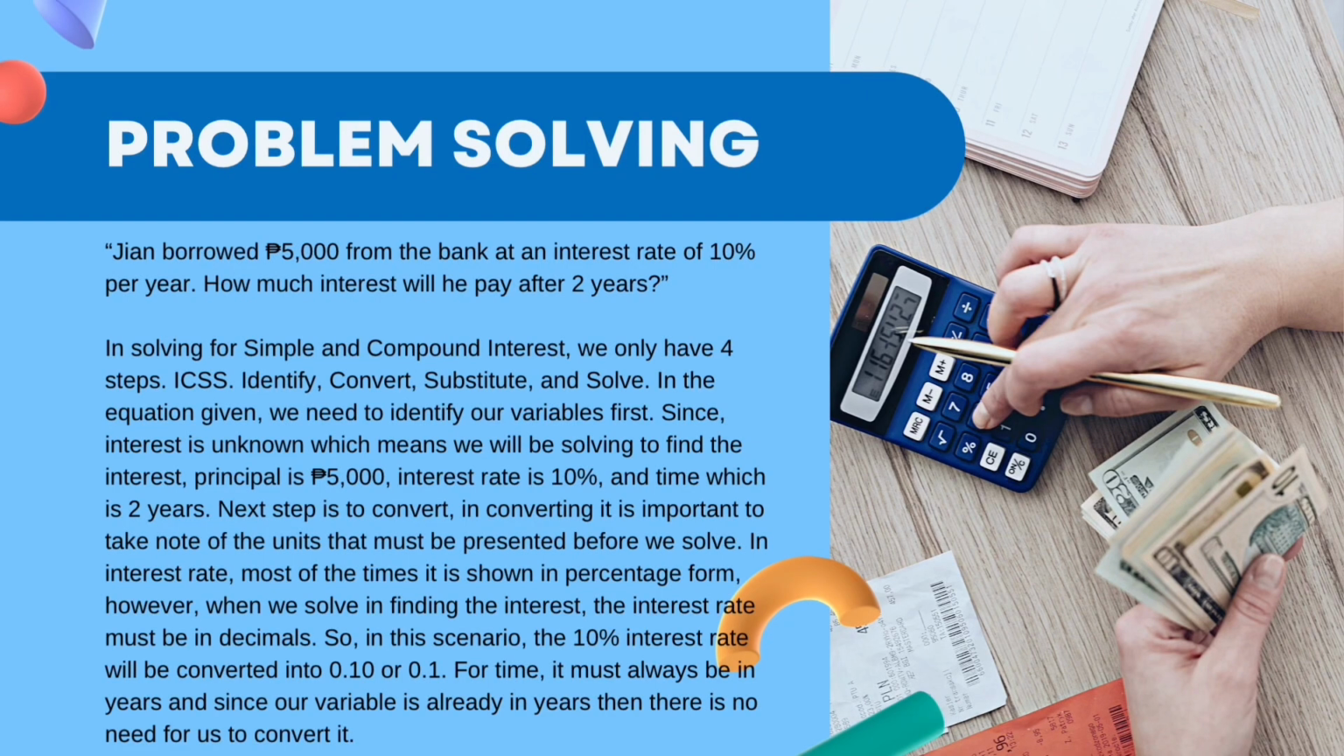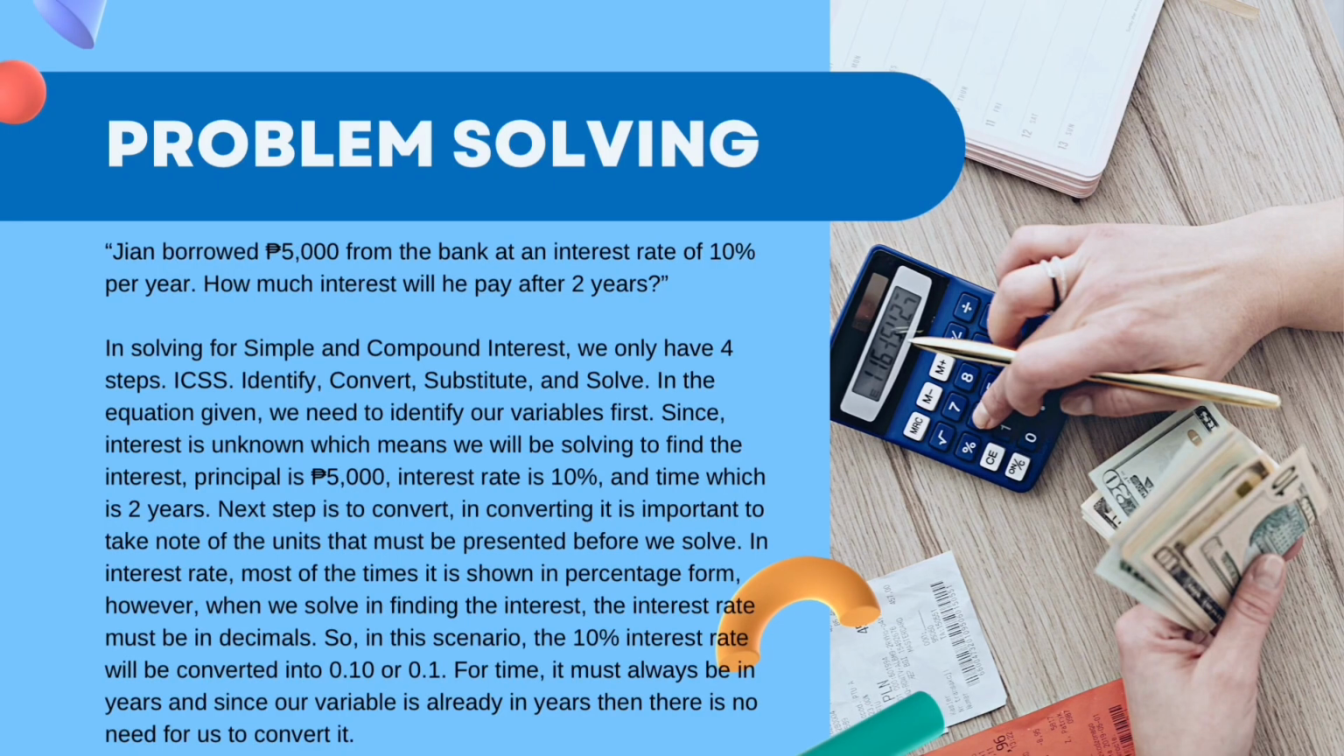In solving for simple and compound interest, we only have 4 steps, ICSS, which is identify, convert, substitute, and solve. In the given equation, we need to identify our variables first. Interest is unknown, which means we will be solving to find the interest. Principal is 5,000, interest rate is 10%, and the time is 2 years.